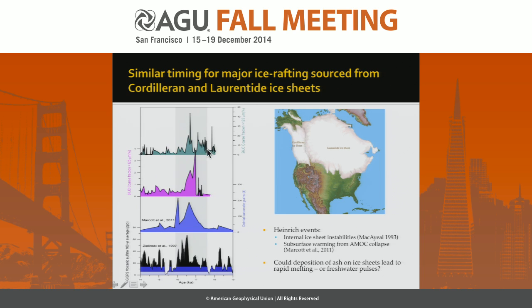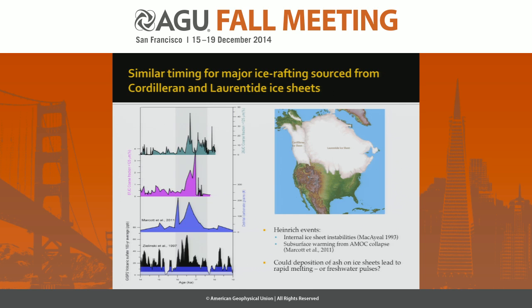So here's coarse fraction from the Gulf of Alaska. Here's the same coarse fraction from the Gulf of Alaska, but on the other side. And then this is the Marcott detrital carbonate grains. But this is with the volcanic sulfate record from Greenland.